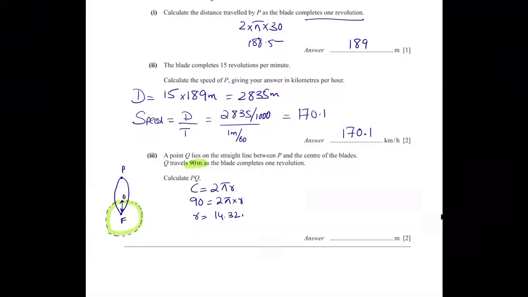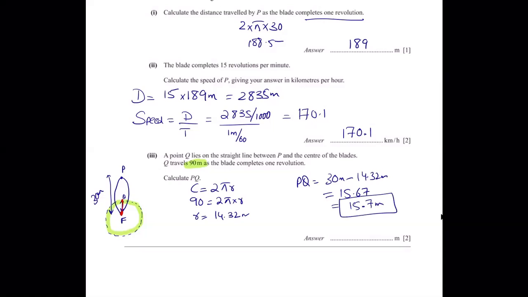That is 14.32. Now this distance is measured from the center to point Q. To find the distance PQ, I know that the length of the blade was 30 meter. So I'm going to subtract 14.32 meter from 30 meter. That gives 15.67, so 15.7 meter. Make sense? Yes. Anything that you would like to ask in this question? No, sir.